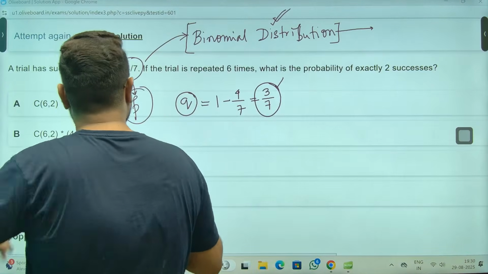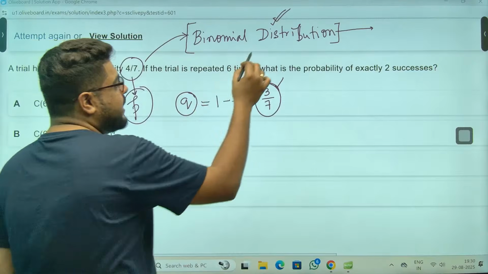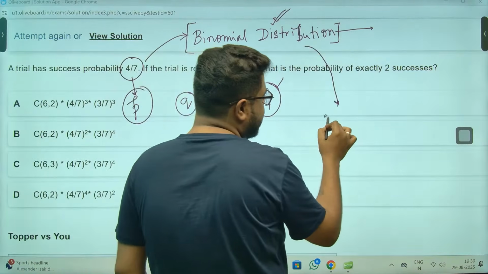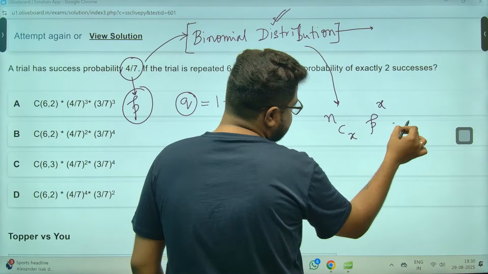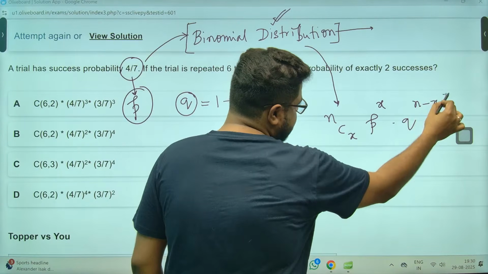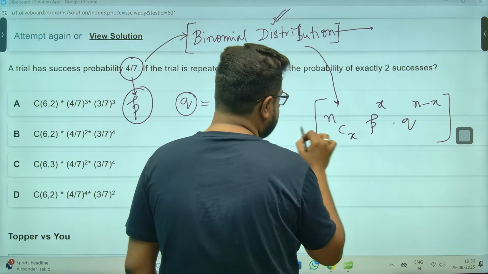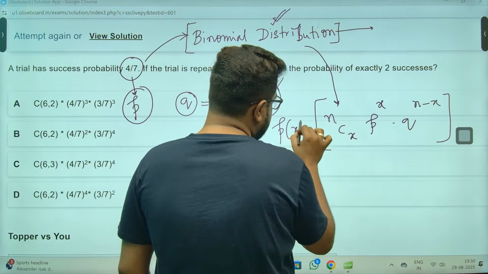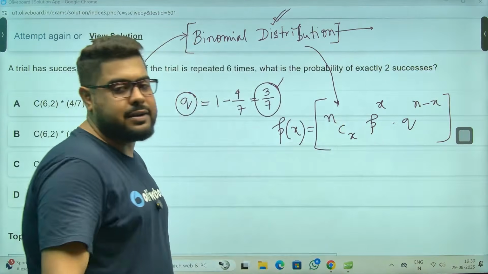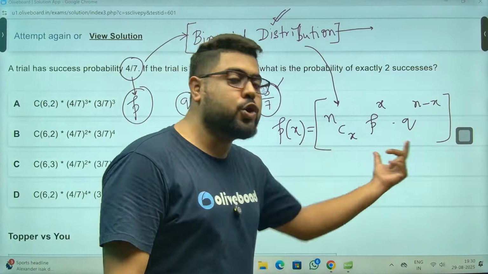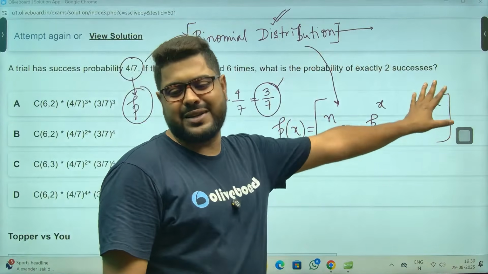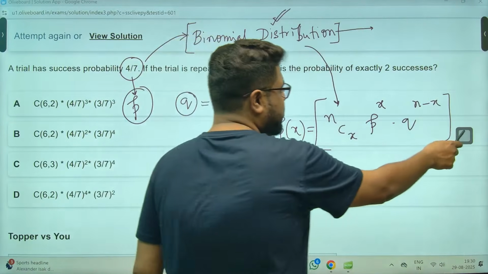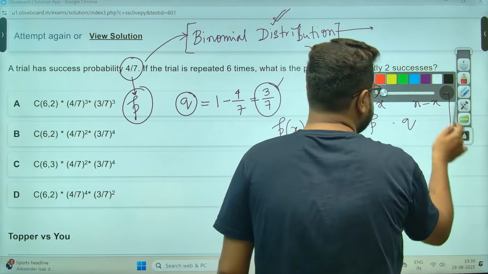Now, if that is the situation, the binomial distribution follows like this: NCX into P to the power X into Q to the power N minus X. This is your binomial, this is P of X. This is the proper mathematical explanation. This is how binomial distribution is written. Again, if you guys are not familiar, sir, you don't need so much, no need, leave it, sir. Think like this, sir.